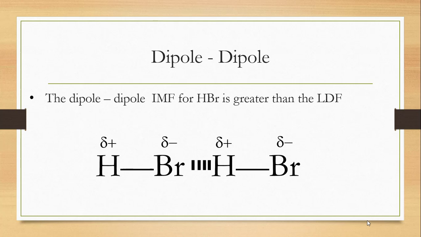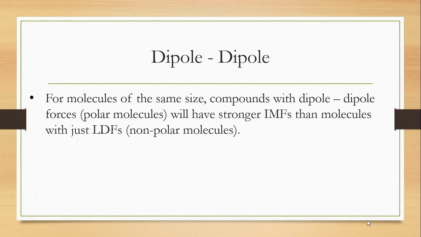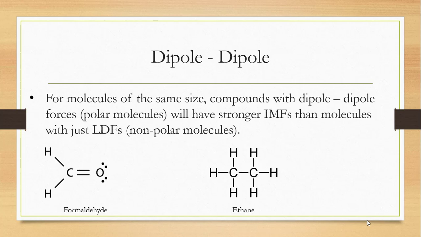The dipole-dipole intermolecular force for hydrogen bromide is greater than the LDF, but both are present. But you may be asked which is the greater, so you have to say the dipole-dipole. For molecules of the same size, compounds that have the dipole-dipole forces, or the polar molecules, will have stronger intermolecular forces than the molecules with just London dispersion forces, and so things like boiling point and melting point should be higher for the former. So here we have two molecules, formaldehyde and ethane.